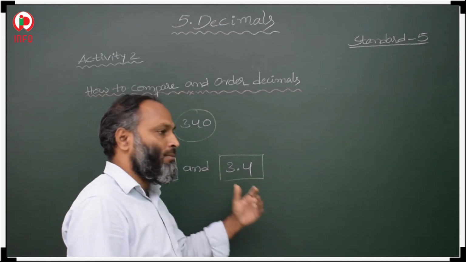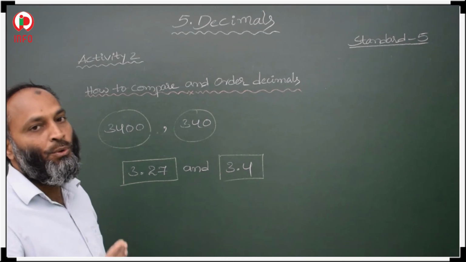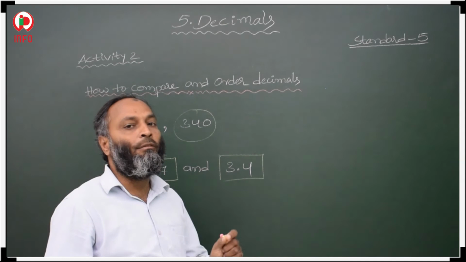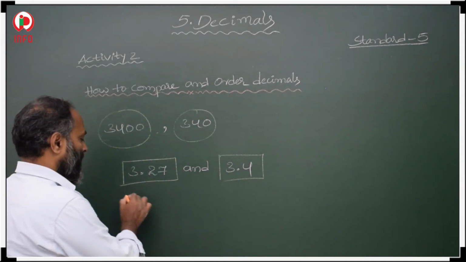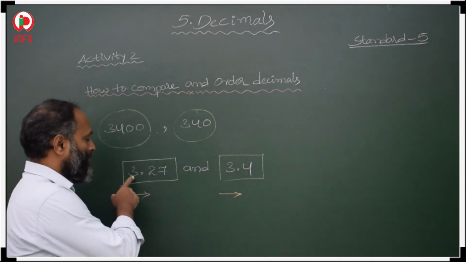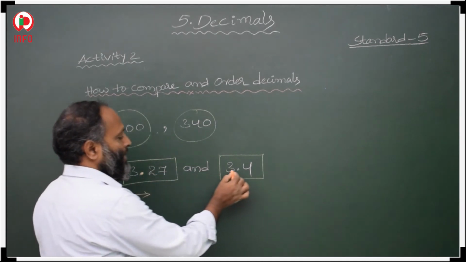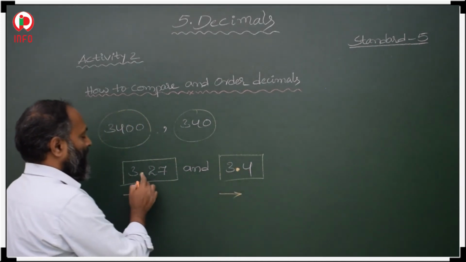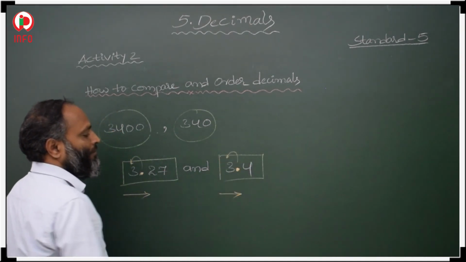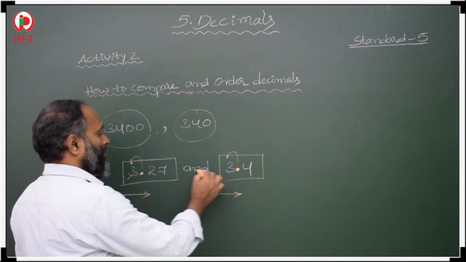But in the decimal system, we have to check one by one from left to right. First, what is the number here? How many places are there? Here is the decimal point, and here is the decimal point. Before the decimal, 3 is there, and before the decimal, 3 is there. Only one place value, 3 and 3. In both, 3 and 3 are equal.